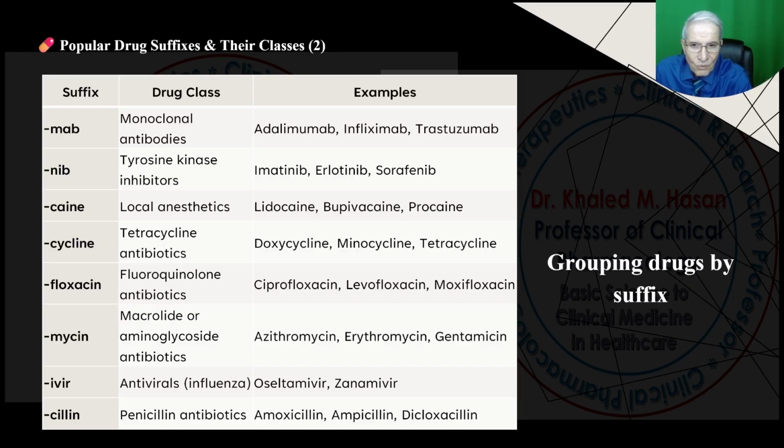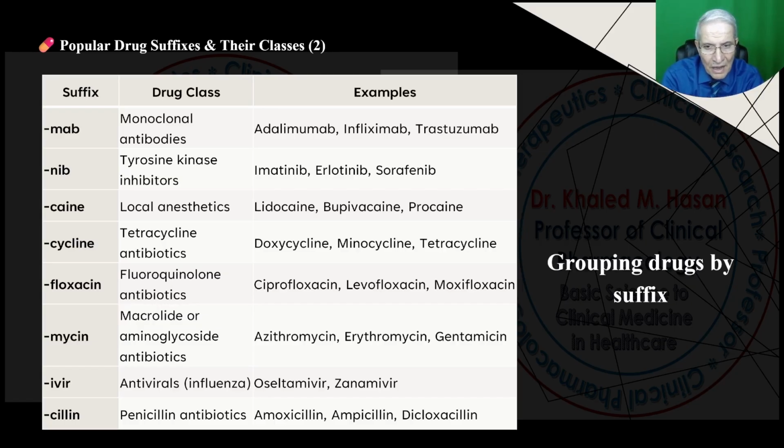Moving to the next group of medication with the suffix floxacin. Floxacin belongs to the fluoroquinolone antibiotics. So we have ciprofloxacin, levofloxacin, and then moxifloxacin. This group belongs to the antibiotics that inhibit the DNA gyrase enzyme. Moving to mycin, when you have mycin, it is a macrolide or aminoglycoside antibiotic. For example, we have gentamicin, and another example, azithromycin. Gentamicin belongs to the aminoglycosides, and azithromycin belongs to the macrolides.